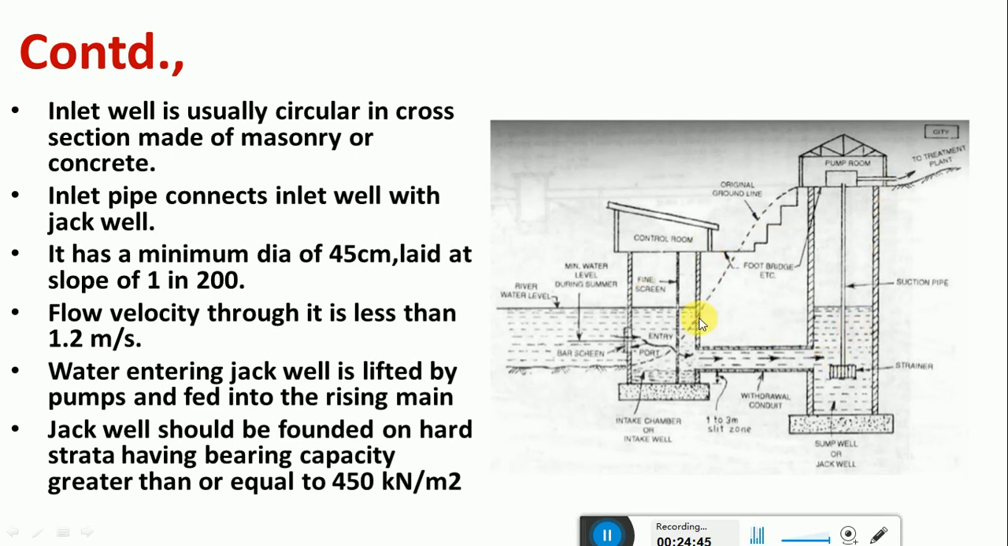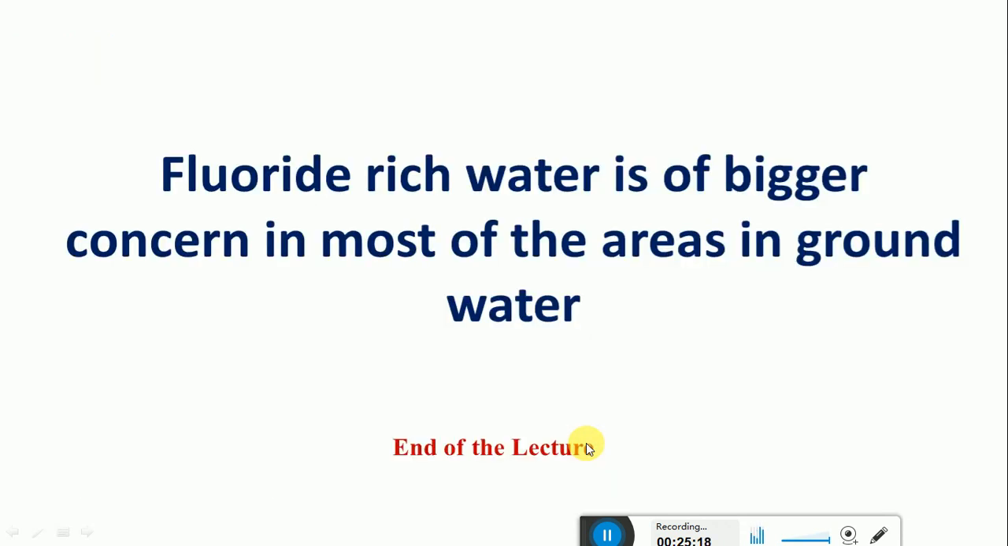These are constructed where the river hugs the river bank, and it consists of two different wells and all these structures. And the footbridge is constructed to connect the control room to the pump house, so that a person can walk over here and do any maintenance works. It consists of two screens where the water is screened and then taken to the sump well or jack well. So this is the twin well type of intake structure.